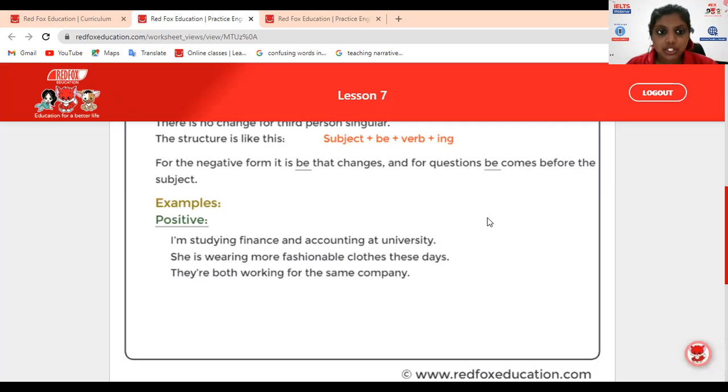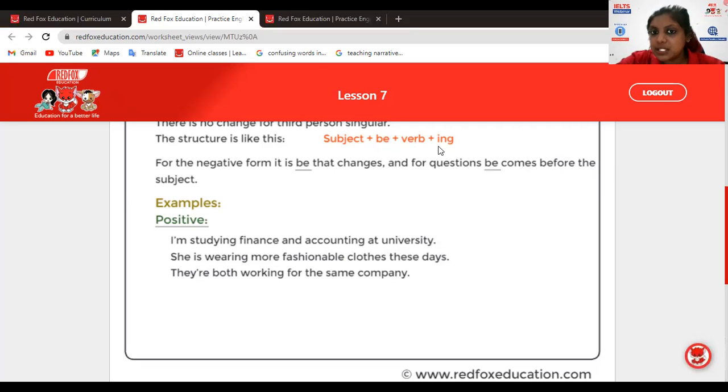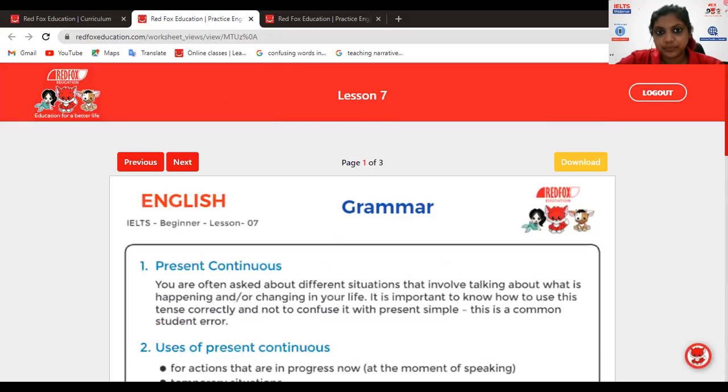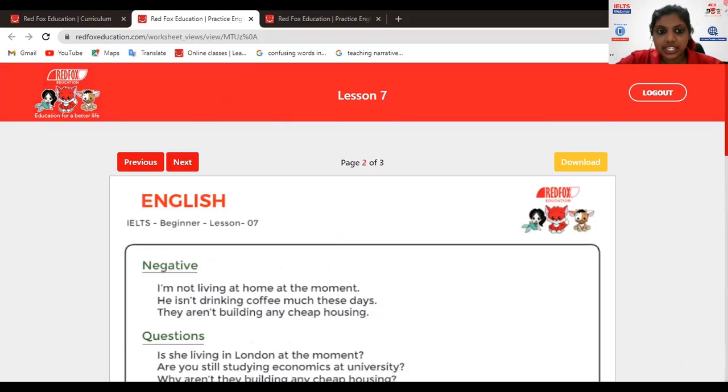So like Sonia mentioned to us, I am studying finance and accounting at university. That is how you put ing into a sentence. She is wearing more fashionable clothes these days. Again, present continuous. They are both working for the same company. So this is how they have put in subject plus be plus verb plus ing. Yes, now let's go to the next page.